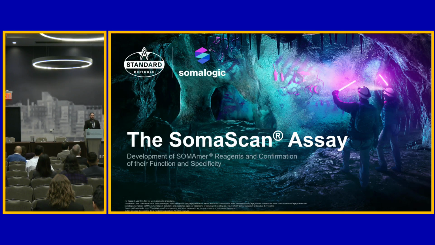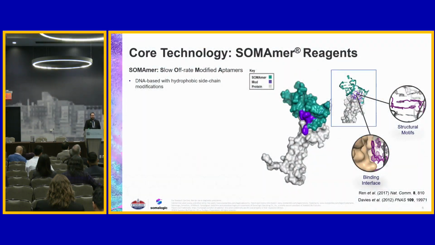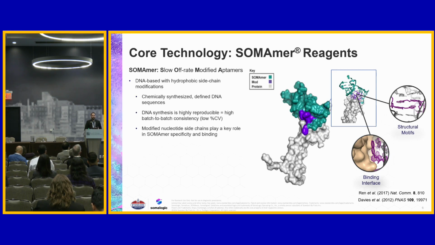So the SomaScan assay itself is built on the core technology of a SOMAmer reagent, and this stands for a slow off-rate modified aptamer. How we build these reagents is from single-stranded DNA with amino acid-like side chains. These amino acid-like side chains allow for the DNA strand to behave as protein-like as possible while staying small and being reproducibly manufactured. What these modifications end up doing is they add structural motifs that allow for the shape of our SOMAmer reagents to maintain and really stay consistent. And they also add to the binding interfaces between our SOMAmer reagent and the protein to which it's binding.